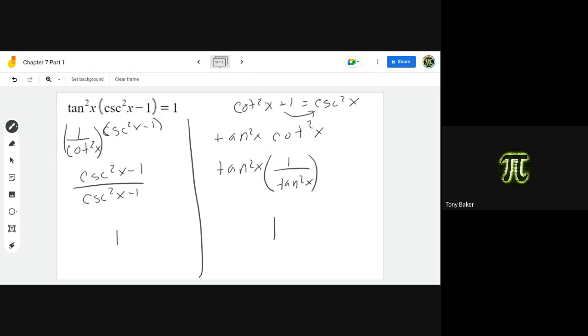Yes. Can you also turn tangent squared x into sine over cosine? That's actually how they did it. Yeah, they changed the tangent squared x into sine over cosine, the cotangent squared x into cosine over sine, and canceled them out. So yeah, they actually did it that way.